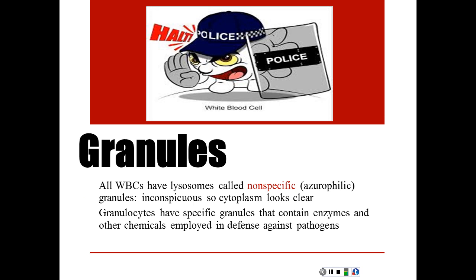Now, all white blood cells have lysosomes called nonspecific granules. They're inconspicuous, so that they appear clear in the cytoplasm, and they absorb the blue and violet dyes of stains. The granules have specific granules that contain enzymes and other chemicals employed in defense against pathogens.